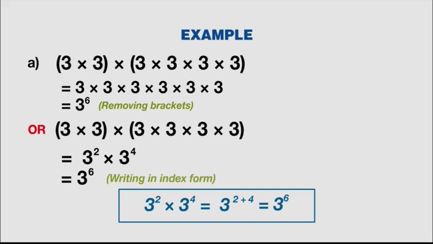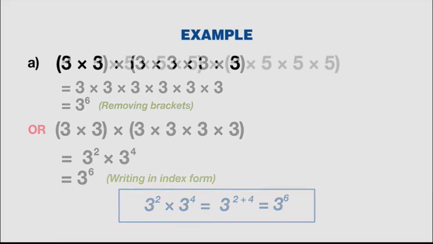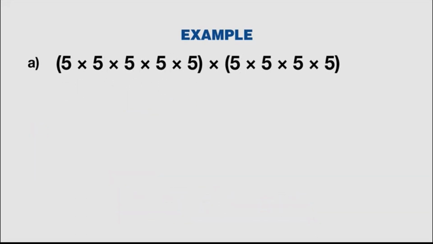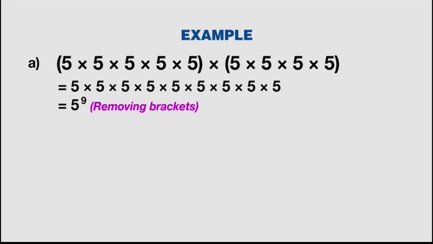Let's look at another example. We want to multiply 5 times 5 times 5 times 5 times 5 in one bracket times 5 times 5 times 5 times 5 in a second bracket. Now, like we did before, we can put all the multiples of 5s together, and that will give us 5 times itself 9 times, which is equal to 5 raised to the power 9.